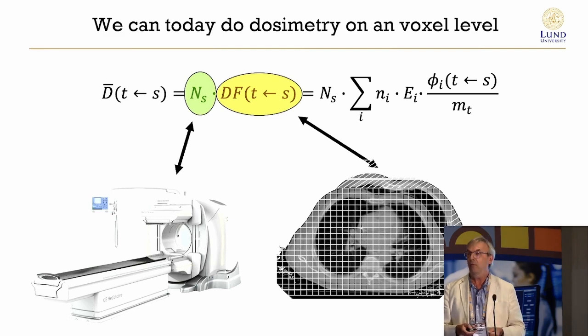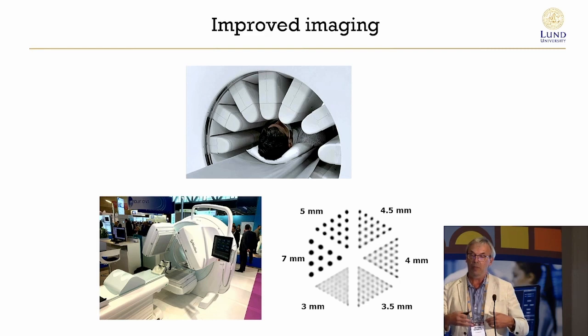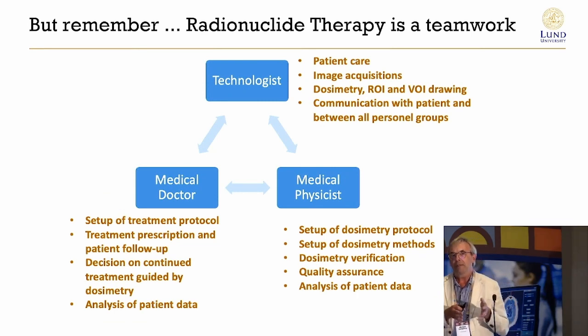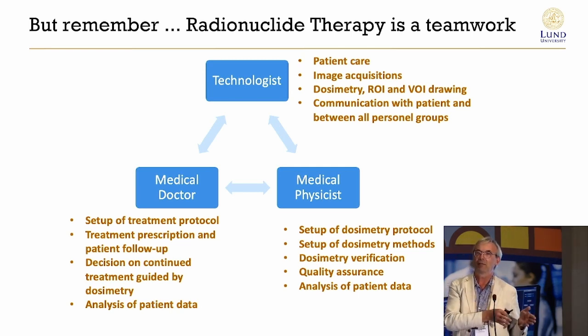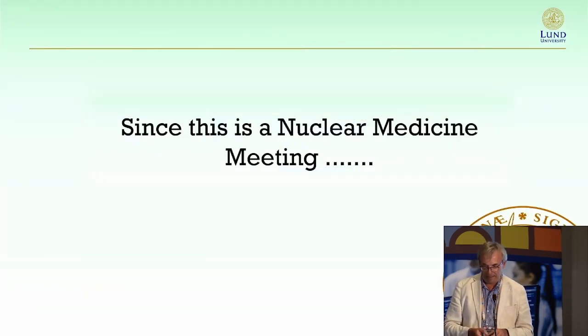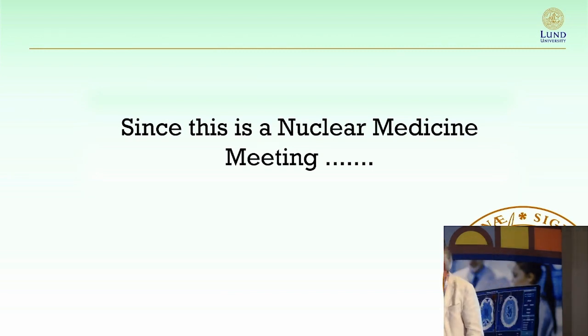Because we have the tools and we can do voxel-based dosimetry, and that is fine. And we can wait and hope that new systems will allow us to do better. But we must realize that radionuclide therapy is a teamwork between medical doctors, medical physicists, and technologists that maybe does not fit into the logistics of certain departments, because this is a different way of working. But I think that everything is here now, more or less, so we should start treating electrons from radionuclide therapy equal to electrons from radiotherapy. Yep, I will skip the last one. Thank you.